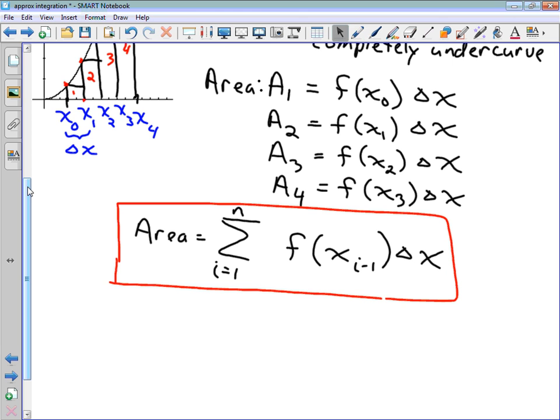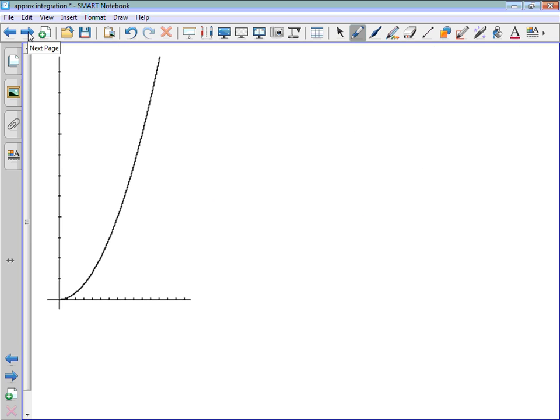Now, we didn't have to set up our rectangles exactly that way. We could have done what are called right endpoint rectangles.